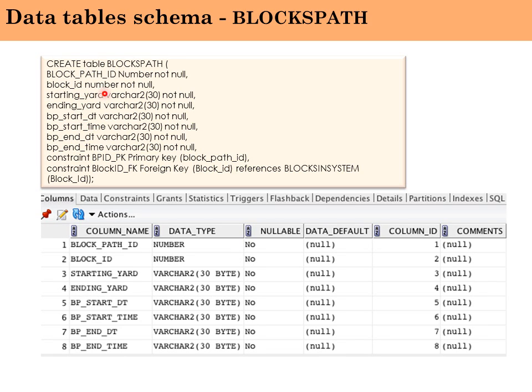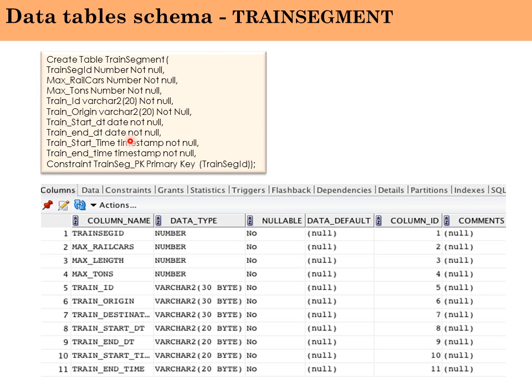Similarly, we have the create table command for blocks path. So here block path ID is the primary key and block ID is the foreign key, and there's a screenshot of all the columns that are created with their data type and other fields. Again, a similar create table command for train segment, and here we have train segment ID as the primary key, the only constraint that we have in the train segment table.